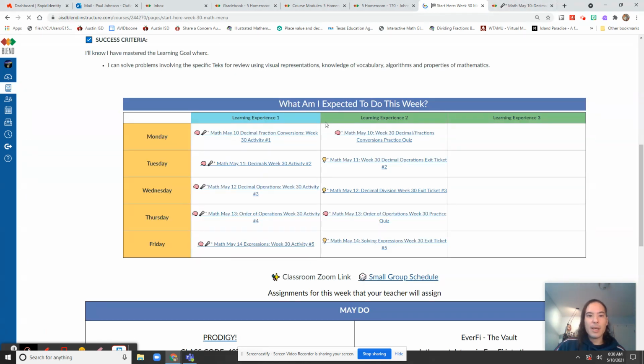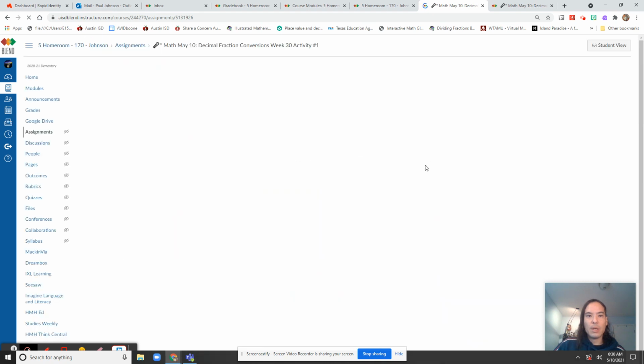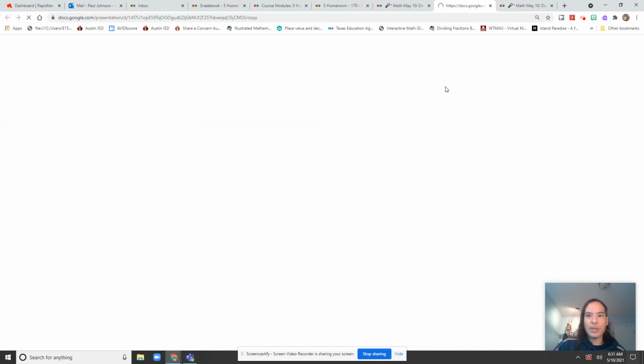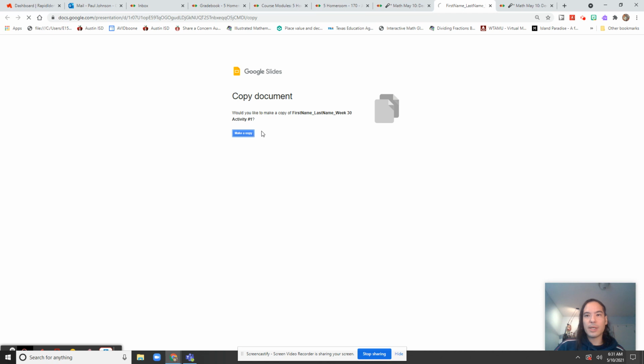8 tabs today. So what we're going to do is look at our first assignment for the day, which is decimal and fraction conversions. So go ahead and click on your activity, and let's take a look.